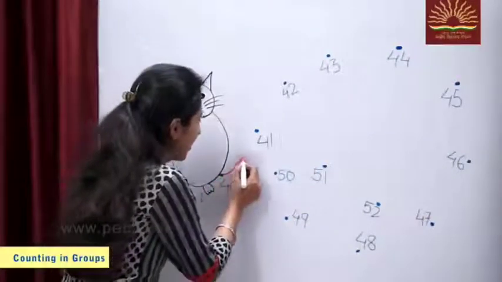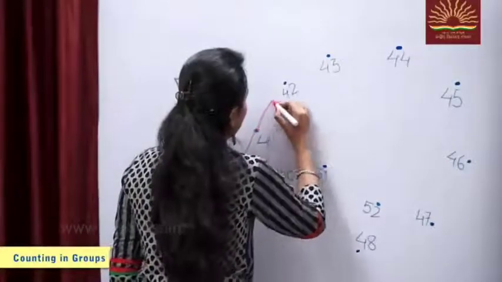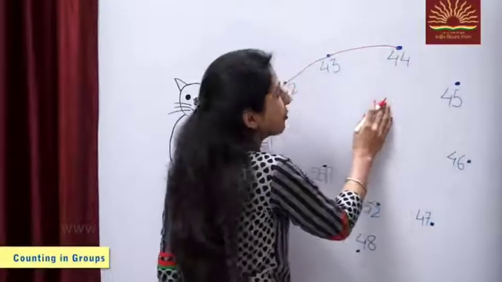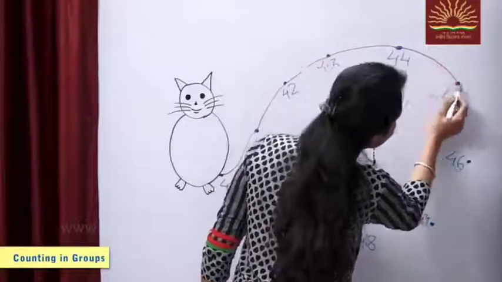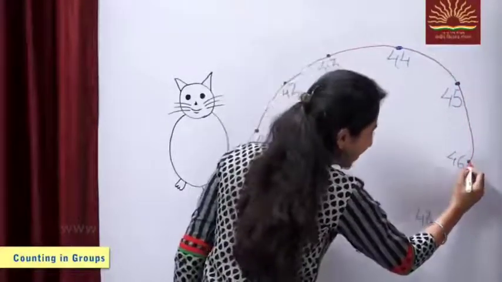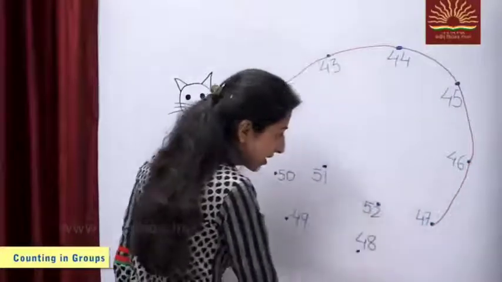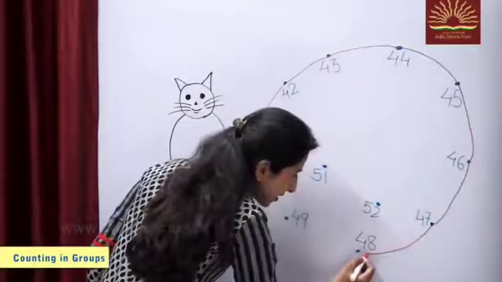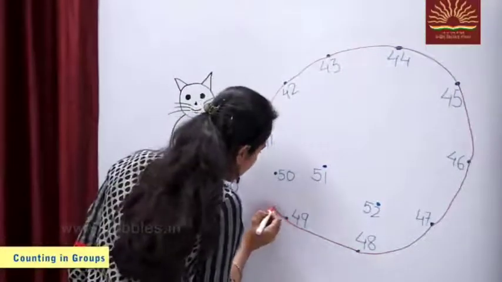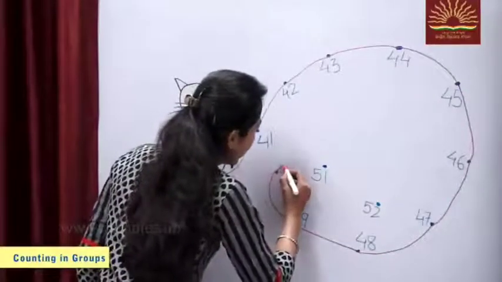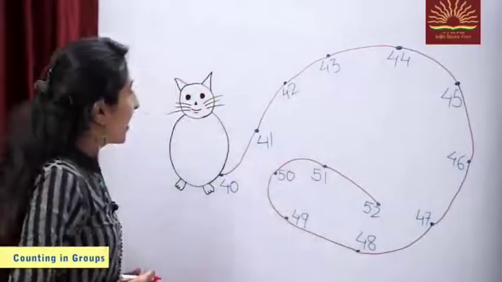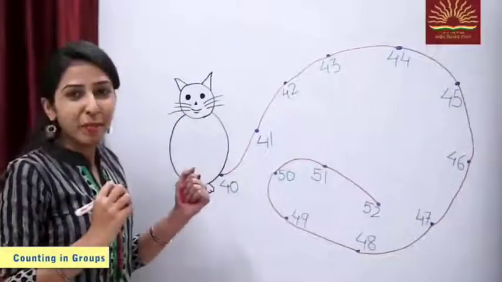40, 41, 42, 43, 44, 45, 46, 47, 48, 49, 50, 51 and 52. Wow! So our picture is complete.